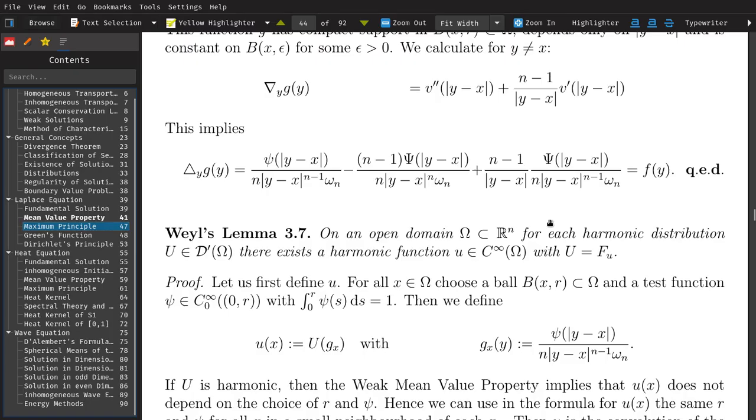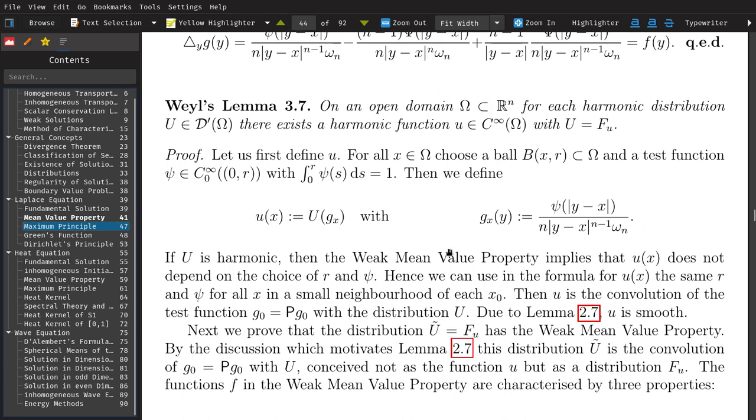So the first part is to define, given a harmonic distribution, a function u. Now this is actually a little bit tricky because in general, distributions do not come from functions, and distributions are not defined at particular values. So it's not clear, if you're given a distribution, how to make a function out of it.